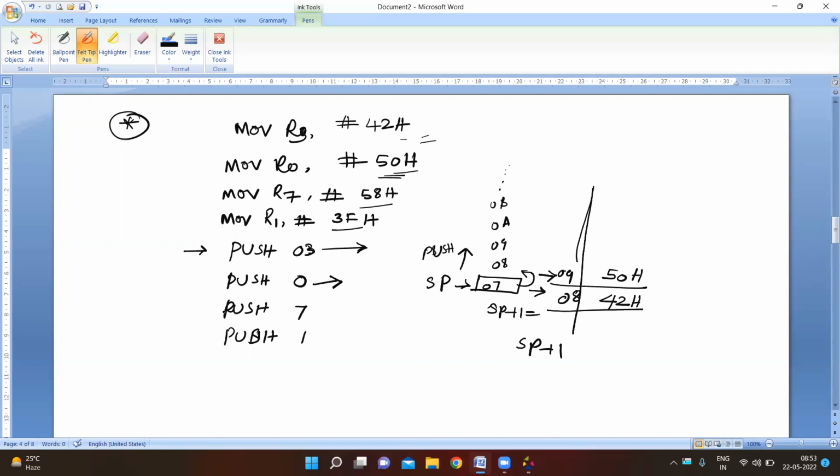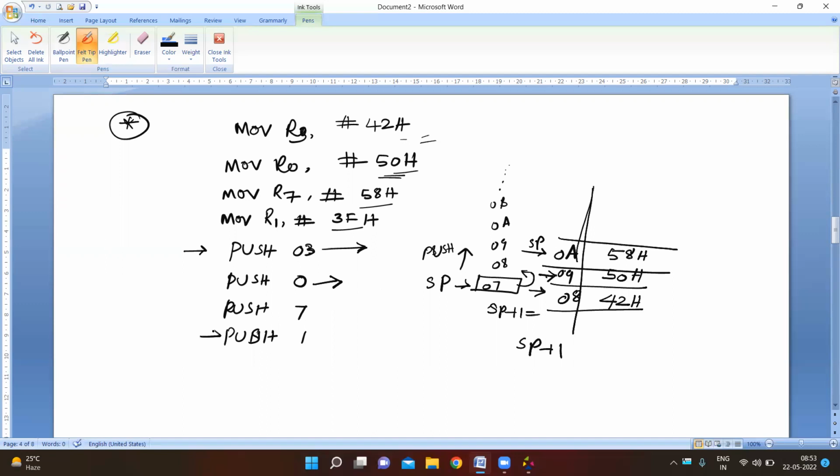Next, after execution of push 7, again the stack pointer is incremented by 1. So 09 becomes 0A. SP is pointing to location 0A. Push 7 means the contents of R7 are pushed onto the stack, and the stack pointer is at 0A. R7 is 58, so 58 will be pushed onto the stack, and the stack pointer is at 0AH.